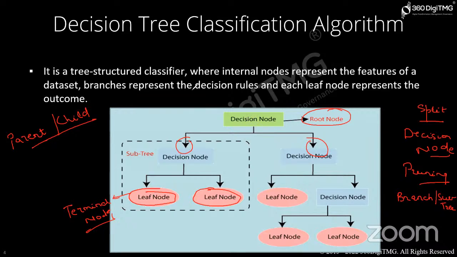Decision trees classify the examples by sorting them down the tree from the root to some leaf or the terminal node, with the leaf terminal node providing the classification of the example. Each node in the tree acts as a test case for some attribute, and each edge descending from the node corresponds to the possible answers to the test cases. So this process is recursive in nature, and is repeated for every subtree rooted at a new node.